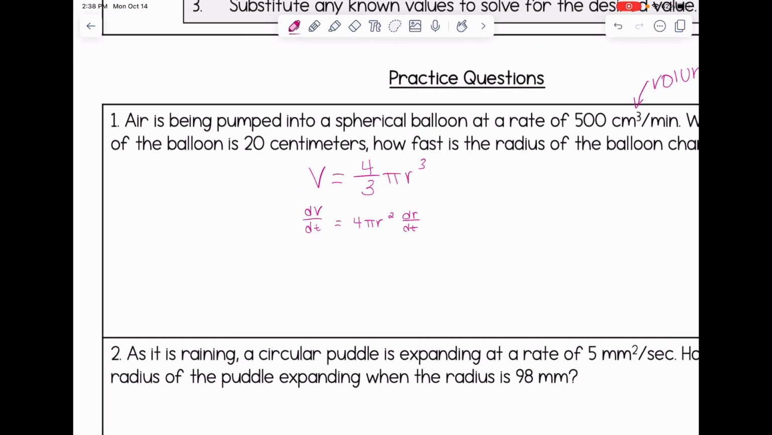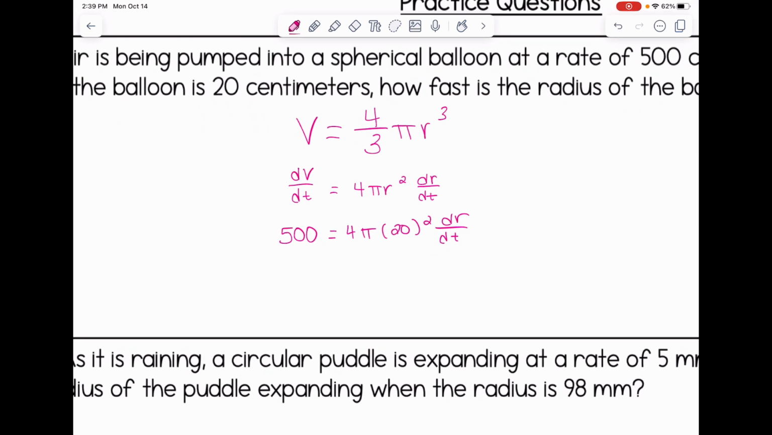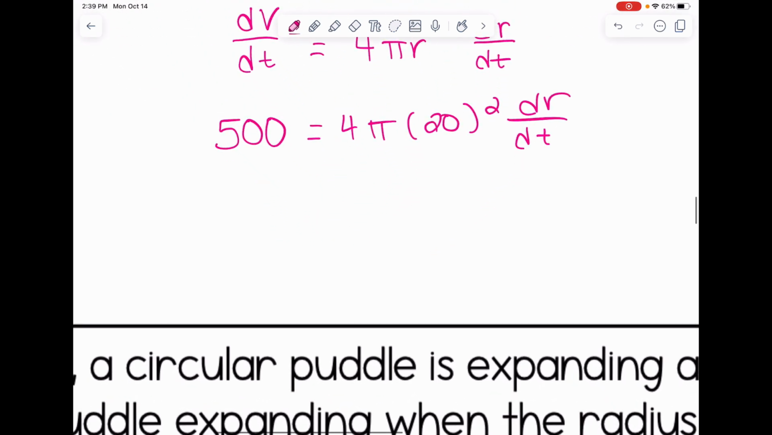Once we have our equation and we've taken the derivative like we've had here, we're going to go back to the problem and substitute in any values that we know. So I know the rate of change of the volume is 500. I know that the radius is 20. And I do not know what dr/dt is, so I'm just going to leave that there.